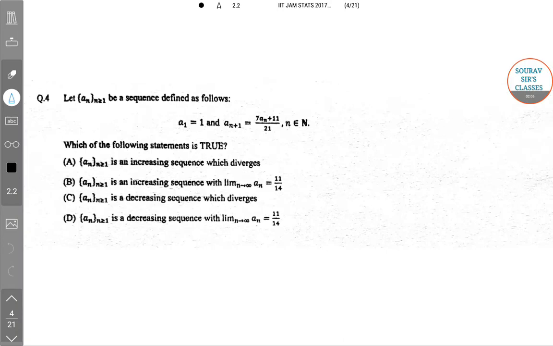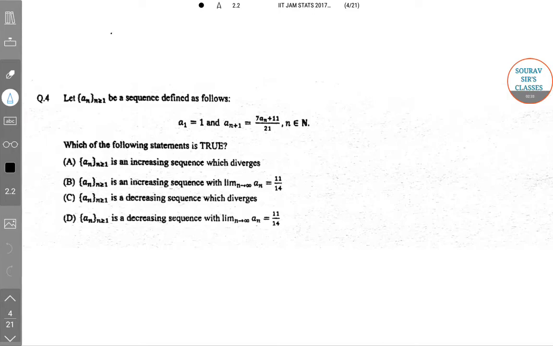The next question is, let an, where n greater than or equal to 1, be a sequence defined as follows. a1, that is the first term of the sequence, is equal to 1 and an plus 1 is equal to (7an plus 11) by 21, where n belongs to natural numbers. Then which of the following statements is true?